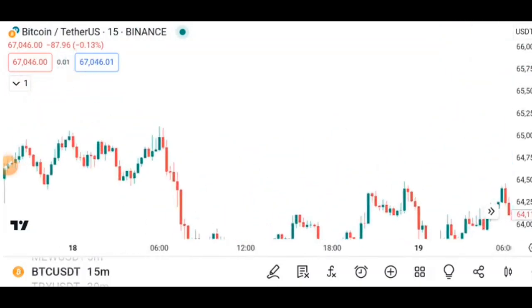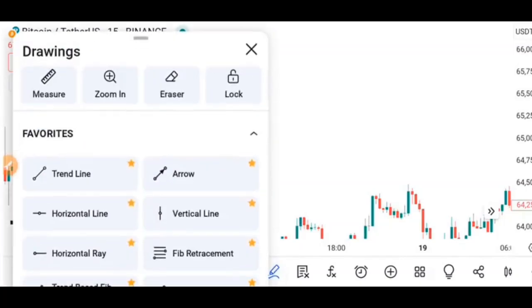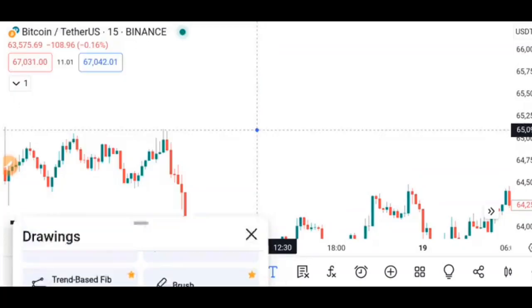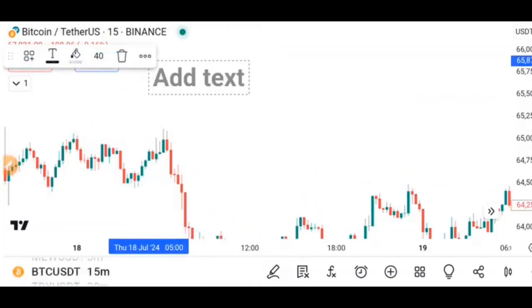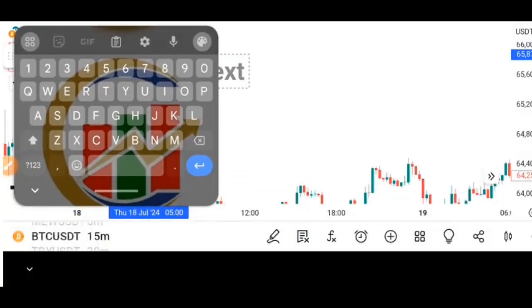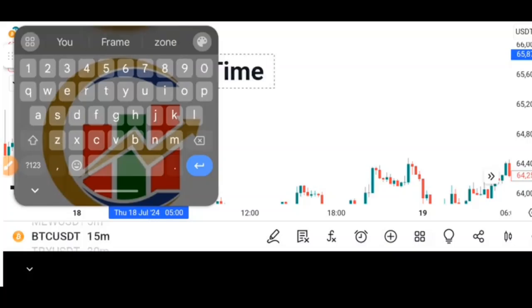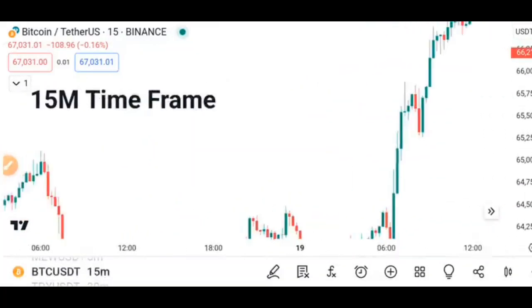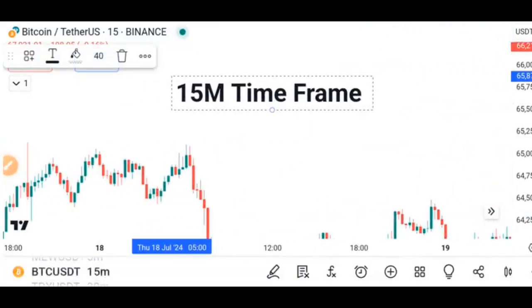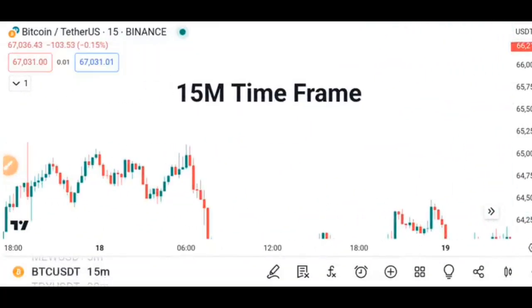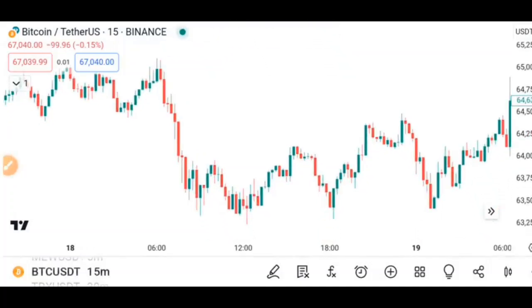Now here's my outline on how to go about this. The first step is to make sure you are on a 15-minute time frame. So 15 minutes time frame, that's the very first one. Make sure you are on a 15-minute time frame, right? Now the second step, since you're on a 15-minute time frame, you want to make money every day. Remember, you're a day trader.